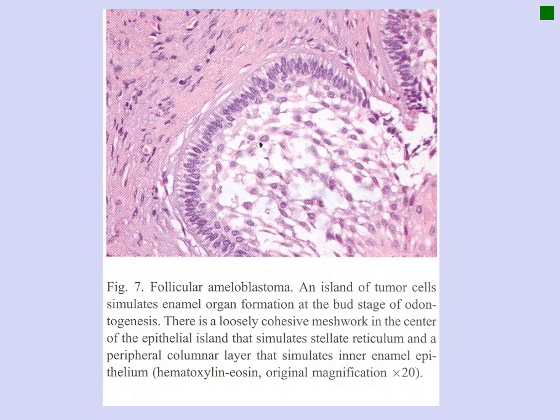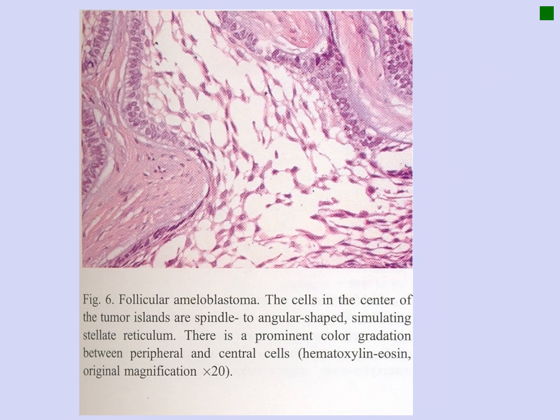Now let's zoom in further and see. These are the tall columnar ameloblast-like cells. This is the stellate reticulum-like cells. This is a single layer of tall columnar cells with the nuclei arranged away from the basement membrane. Let's read the legend here. An island of tumor cells simulates enamel organ formation at the bud stage of odontogenesis. There is a loosely cohesive meshwork in the center of the epithelial island that simulates stellate reticulum, and a peripheral columnar layer that simulates inner enamel epithelium. So this is how the arrangement of follicular ameloblastoma looks.